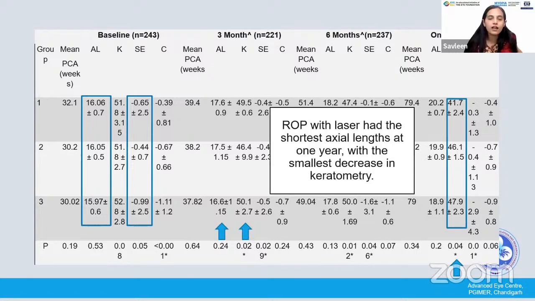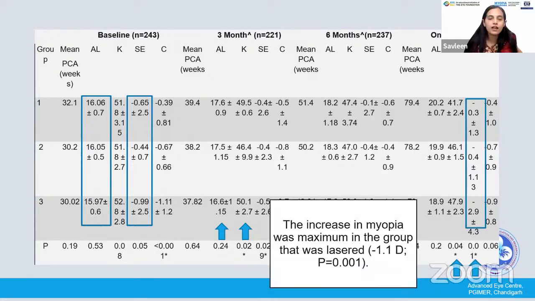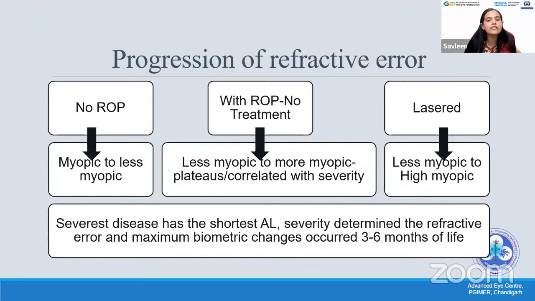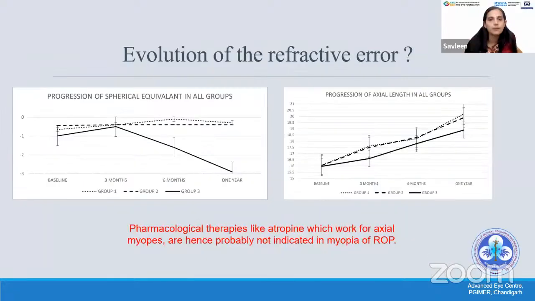On the other hand, you do see some emmetropia in children who are born preterm. So the trend was that children who do not have any ROP are myopic to begin with, but become less myopic over time. Children who have ROP but do not need treatment are less myopic, but become more myopic or reach a plateau. The ones that are lasered become less myopic to high myopic. This progression is important because it's not axial, hence pharmacological therapies like atropine, which we talk about for other axial myopia, are probably not indicated for this subgroup of myopes.